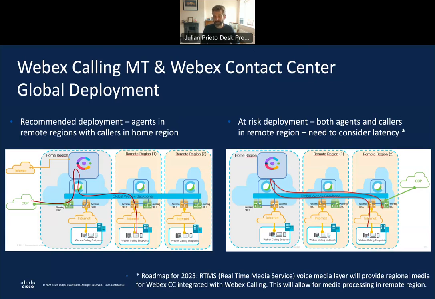So even though the WebEx calling and WebEx Contact Center home region are elsewhere, and the signaling is obviously going back to that home region, the media will be processed locally in that region with this RTMS. Again, that is coming later this year. And once we have that, these considerations around latency and trying to determine whether a deployment is at risk will be eliminated.